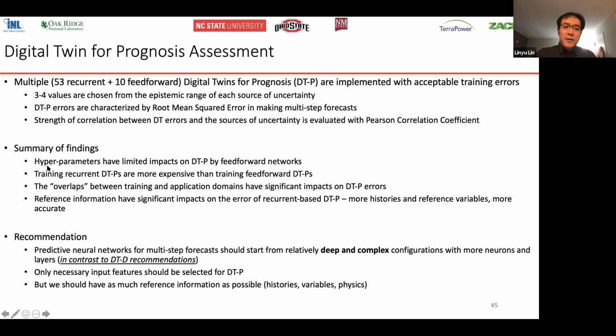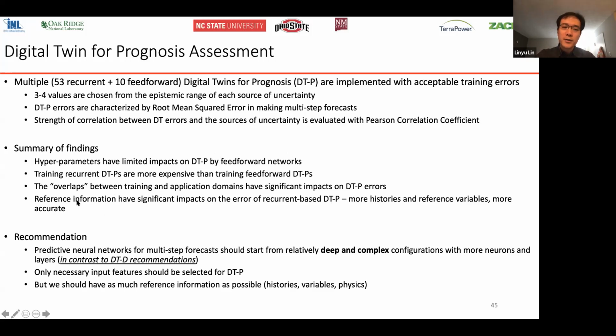And the summary of findings is that the hyperparameters, the training parameters like number of neurons and number of layers, tend to have limited impact on the prognosis when we are using feed-forward networks. But when we're using recurrent networks, those hyperparameters start to have high impact. We also found that training recurrent networks is more computationally expensive than training feed-forward networks. And again, the overlaps between the training and the application domain have significant impact on the prognosis error.